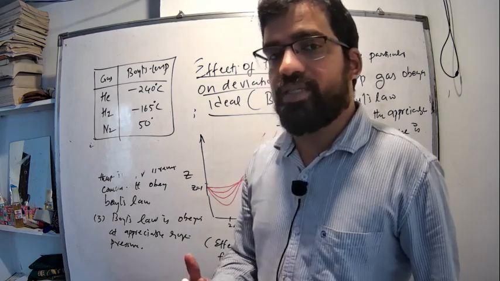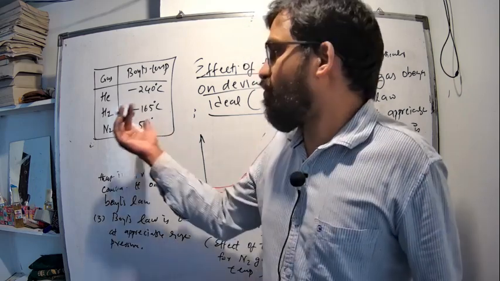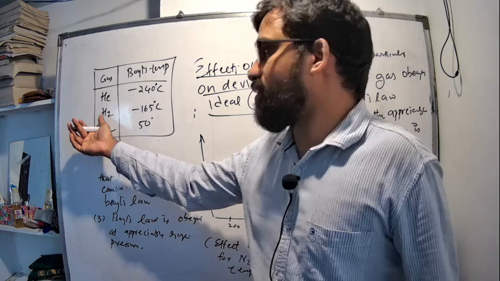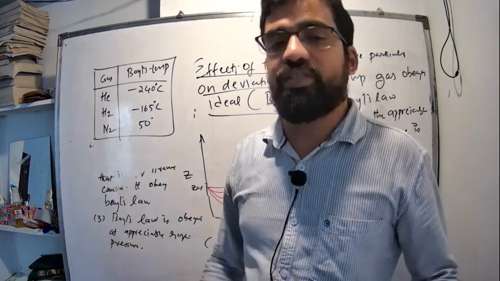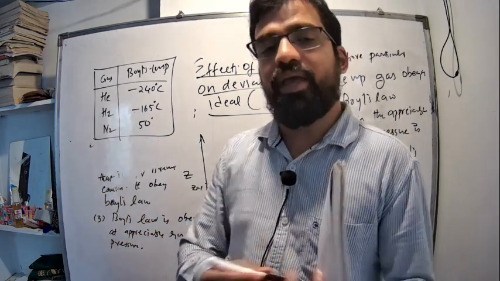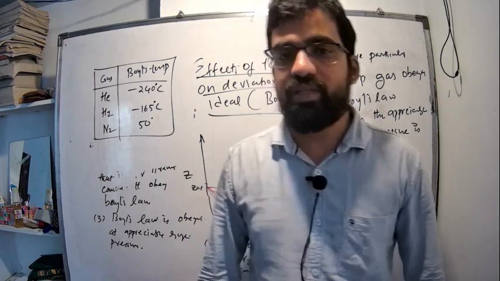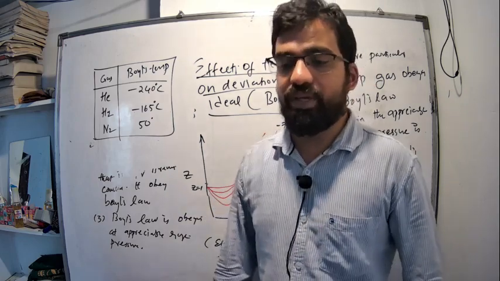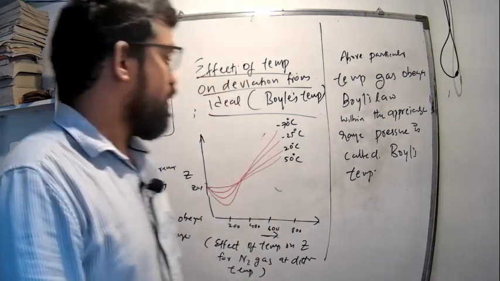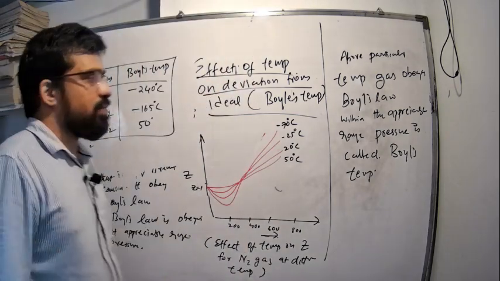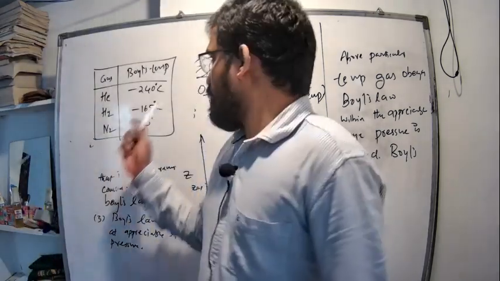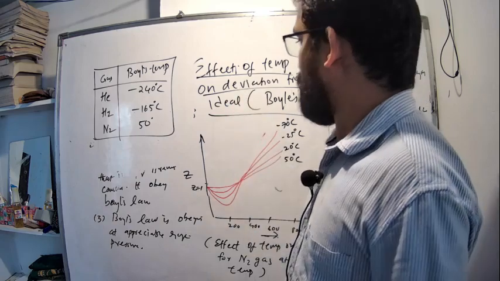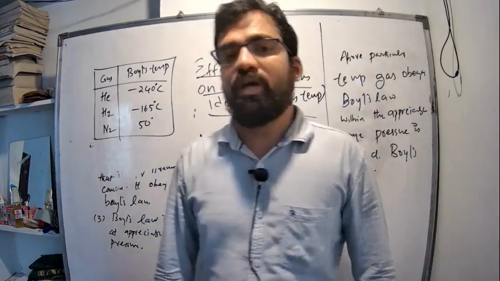My question is, at 50 degrees centigrade, whether hydrogen gas obeys Boyle's law within the appreciable range of pressure? You find your answer. So, this is all about the Boyle's temperature, or effect of temperature on deviation from ideal gas.